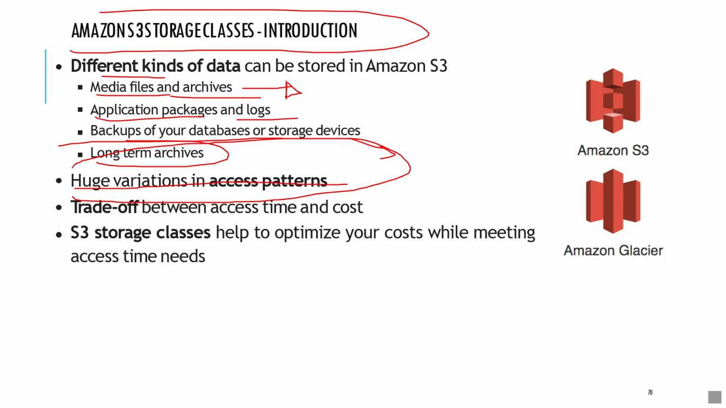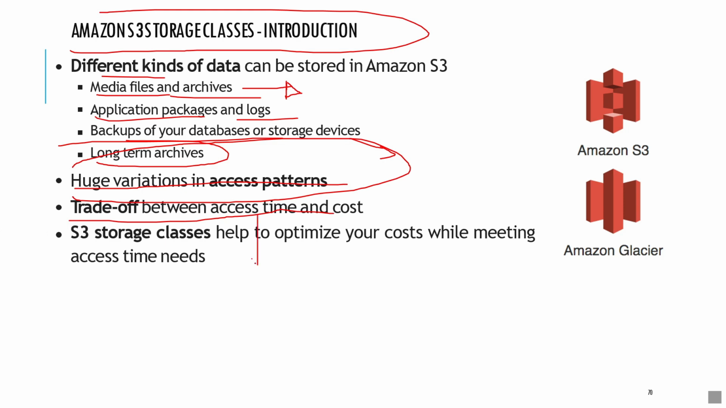Variation in access patterns means, suppose I want to access some data that is available in an S3 bucket very instantly, then the cost is very high. But if I want to access data within an S3 bucket in a span of 1 hour, then the cost is very low. So there is a trade-off between access time and cost.